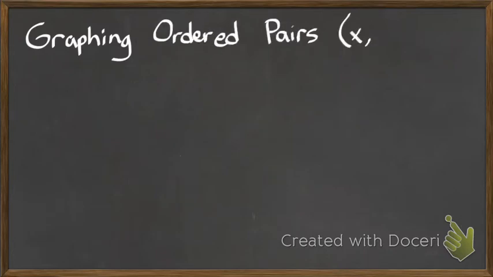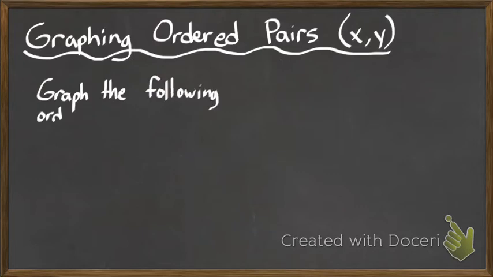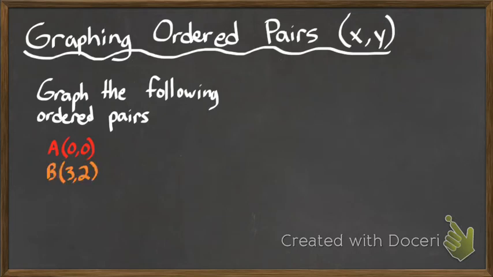Okay, so now that we have our coordinate plane, we can use this to graph ordered pairs that have coordinates x and y. So we want to graph the following ordered pairs. Our first point A has coordinates 0, 0. Second point B has coordinates 3 and 2. Third point C has coordinates negative 3 and 1. Our fourth point D has coordinates 2 and negative 3. And our last point E has coordinates negative 3 and negative 4.